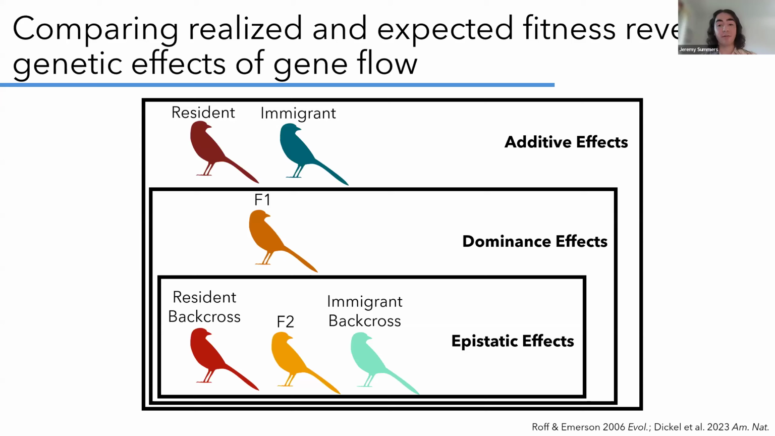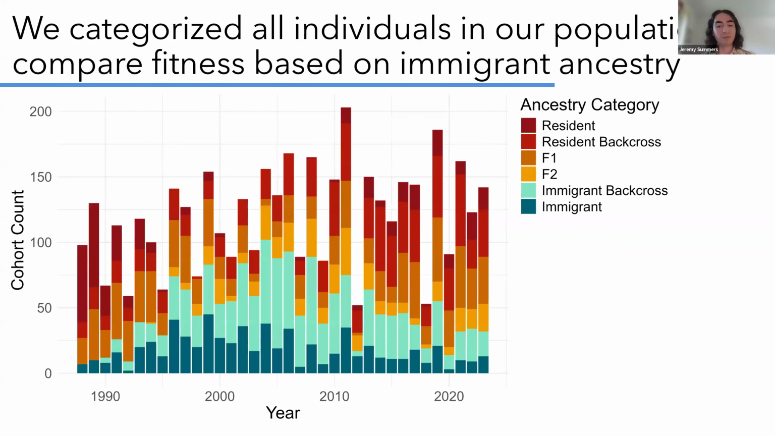Across each category, we compared the realized fitness of individuals to their expected fitness based on the effects already accounted for by their parents. This reveals the underpinnings of any fitness effects of immigrant ancestry. We categorized all individuals in our study tract based on the number of immigrant grandparents they have. By using grandparents, we focused primarily on recent immigration, which has changed over the study period. Also important to note, this means that some individuals that are classified as immigrants were born on our study tract, but have entire immigrant ancestry.